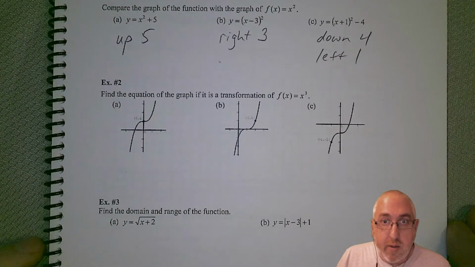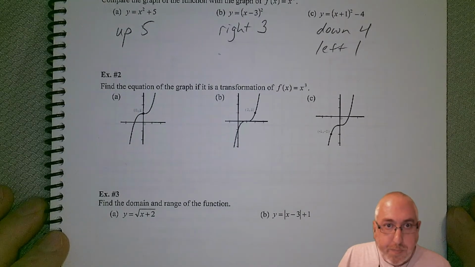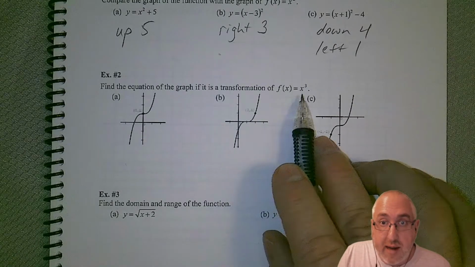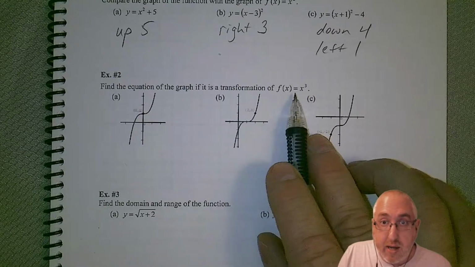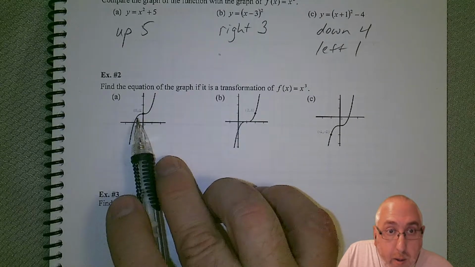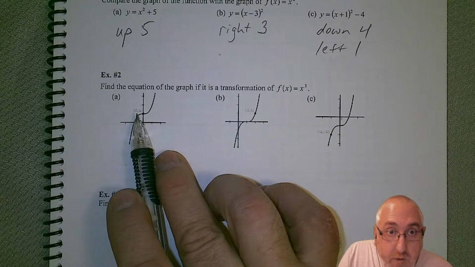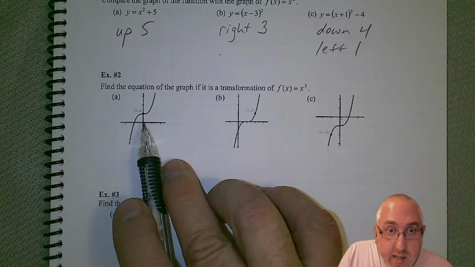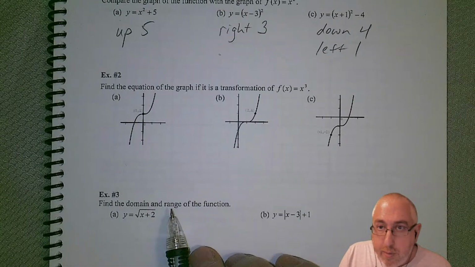All right, let's try another style of question. Find the equation of the graph if it is a transformation of f of x equals x cubed. Now, it's a little hard to see it in here, but that's an ordered pair of (0, 1). So it just looks like it's been shifted up 1 unit.